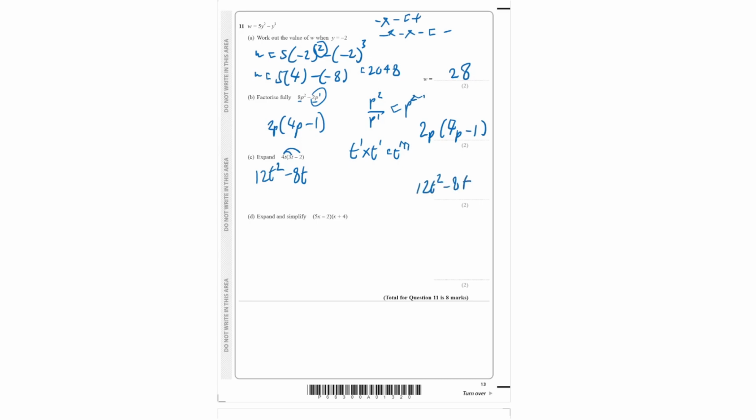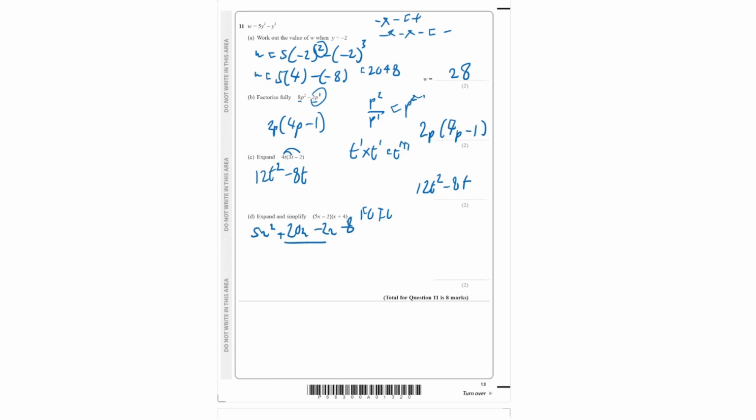Expand and simplify. We're going to be using the FOIL method, where F stands for first, O stands for outside, I stands for inside, and L stands for last. Let's get going. 5x times x is 5x squared. Now outside, 5x times 4 is plus 20x. I is inside, -2 times x is -2x. L is last, so -2 times 4 is -8.